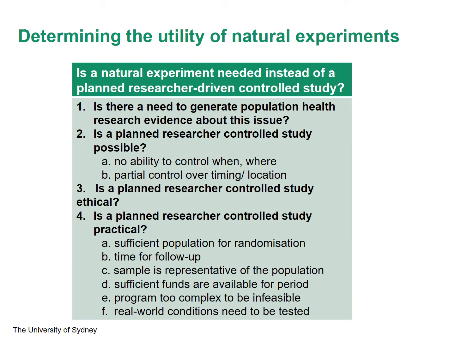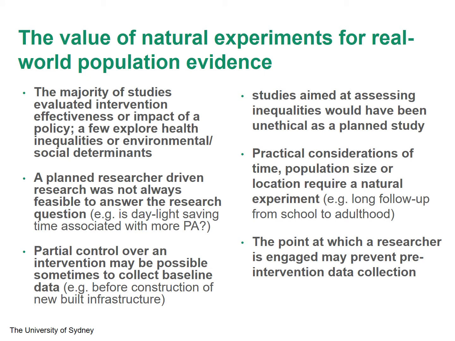So in terms of utility, the kind of information we were looking at was to determine the need for population health research evidence, as well as things like the ability for researcher manipulation of exposure conditions, ethical constraints, and practical considerations that may prevent a planned researcher-controlled study. So some of the evidence that we found, well, the purpose of studies were largely to evaluate the effectiveness of an intervention or the impact of a policy. Fewer studies were aimed at exploring health inequalities or looking at environmental social determinants.